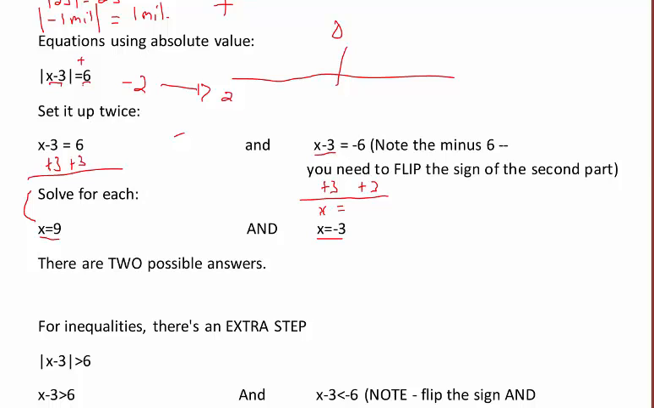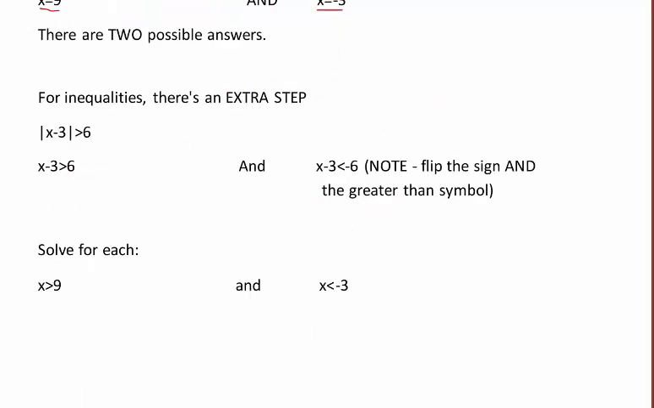Now there's one other extra step for inequalities. Okay, so let's look at this one we've got here. Here we've got the absolute value of x minus 3 is greater than 6. So slight difference here. Okay, first way we solve it, again we need two answers for x. Again, the first way stays exactly the same. So I've got x minus 3 is greater than 6. So I'm going to solve for x again. Add 3 to both sides, which gives us x is greater than 9.